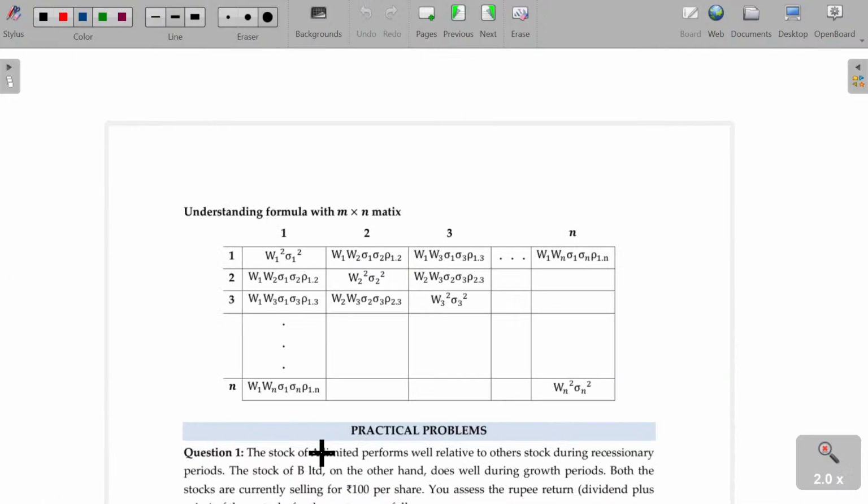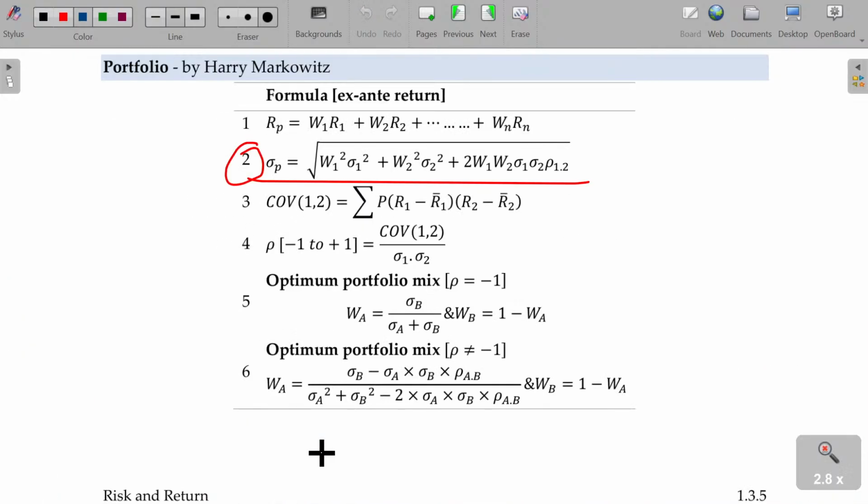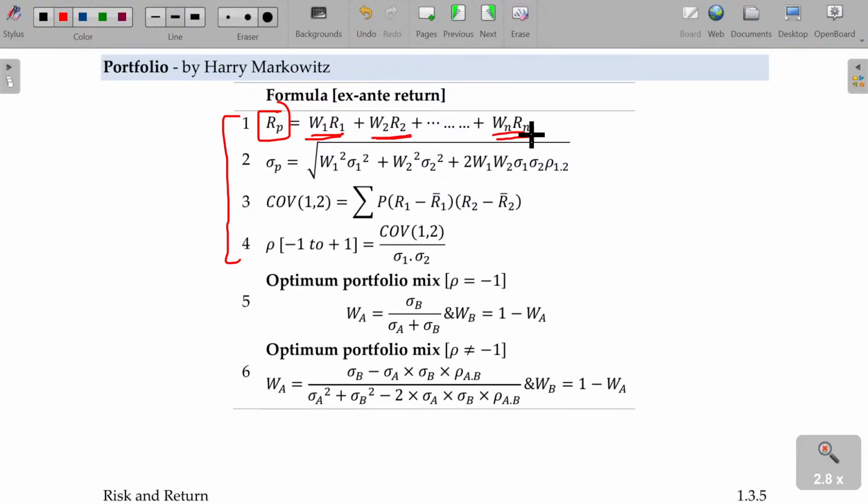See, in the case of the Markowitz model, you have to understand these four formulae before you proceed further. Return of the portfolio is nothing but weight of A times return of A for the first investment, weight of 2 times return of 2 for the second, and so on. If you have 10 different investments in your portfolio, the weight and return of the 10th one will be taken. This is the return of the portfolio.